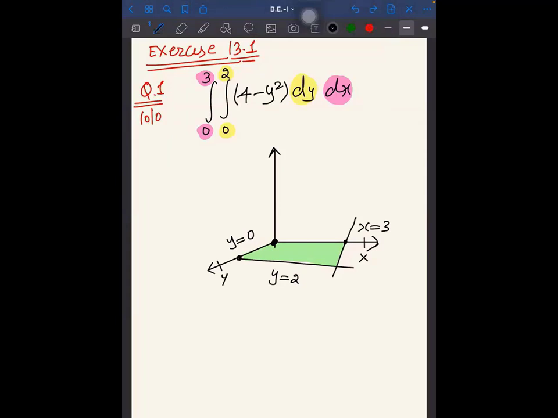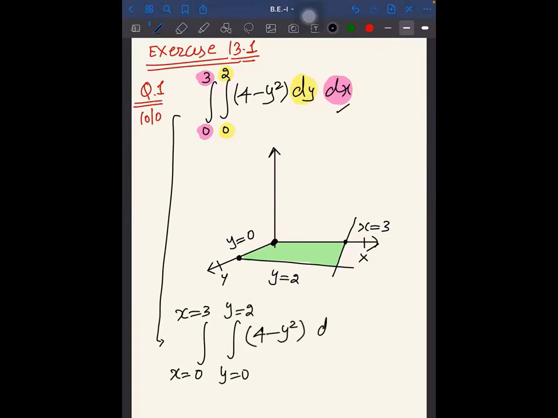Is it okay? So now, if you are getting any problem, and you don't want any confusion, this is your dx, so these are the limits of x, and these are the limits of y. So firstly, will you integrate over x or integrate over y? Tell me.